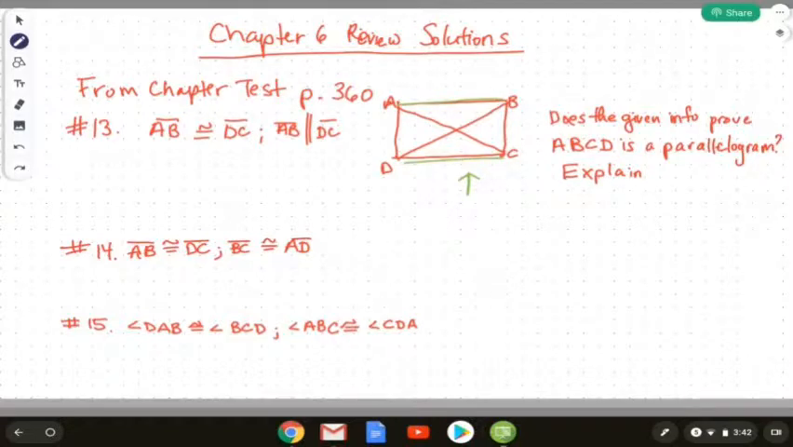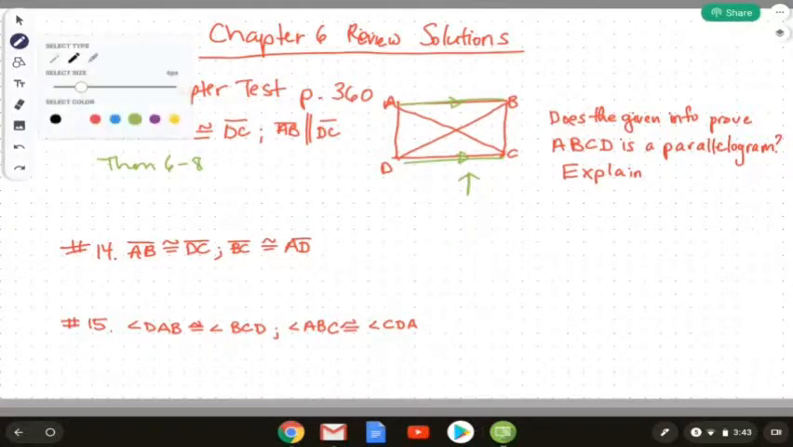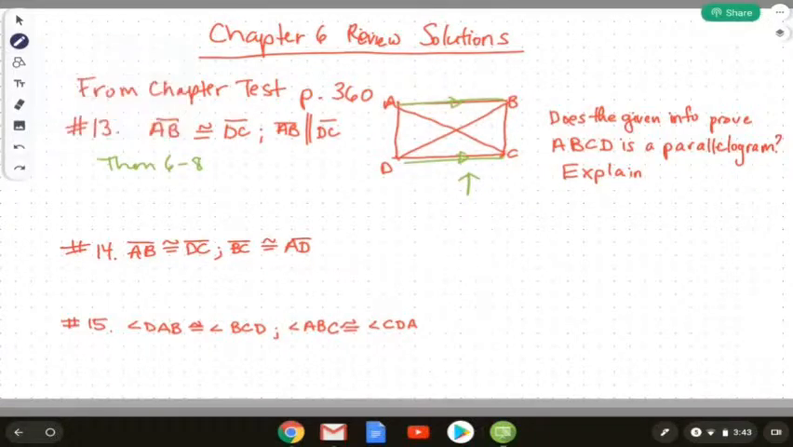and we're also given that AB is parallel to DC. So this one, the answer is yes, because theorem 6.8 tells us that if one pair of opposite sides of a quadrilateral are both congruent and parallel, then the quadrilateral is a parallelogram. Okay, so that one's a yes. Let's look at the next one.